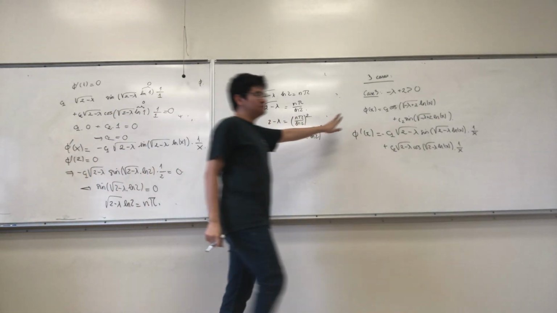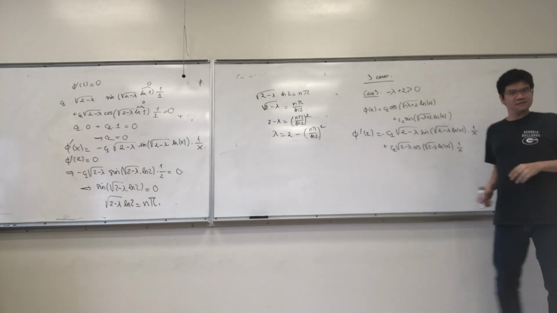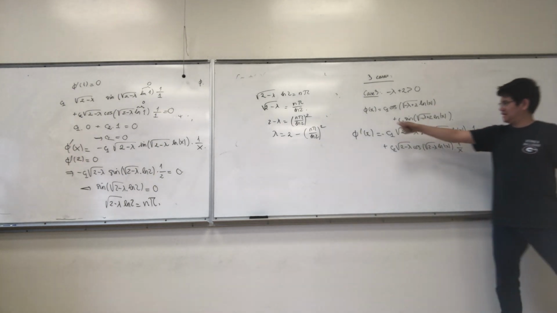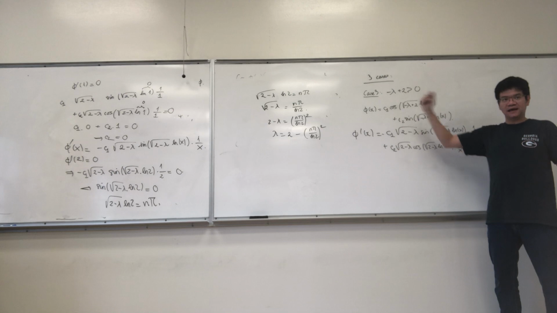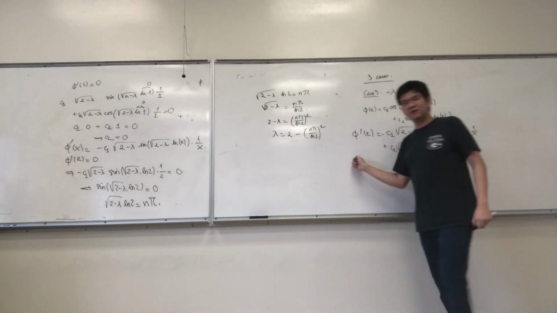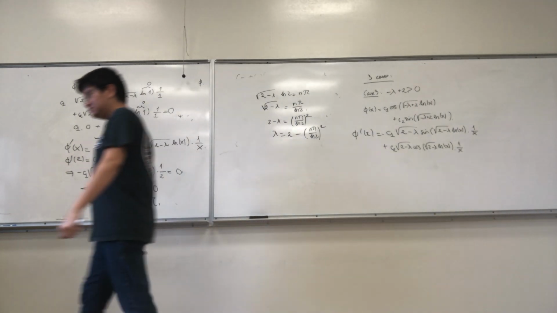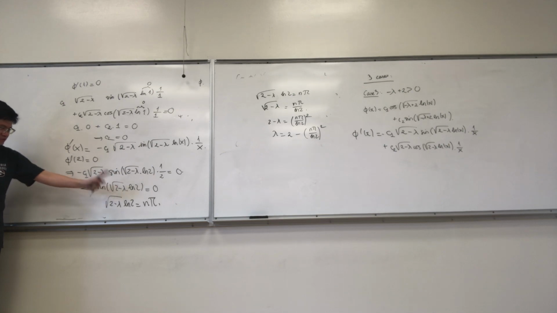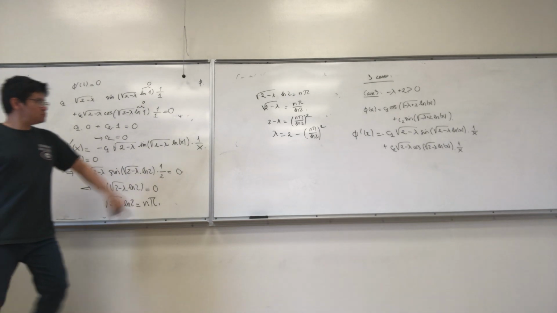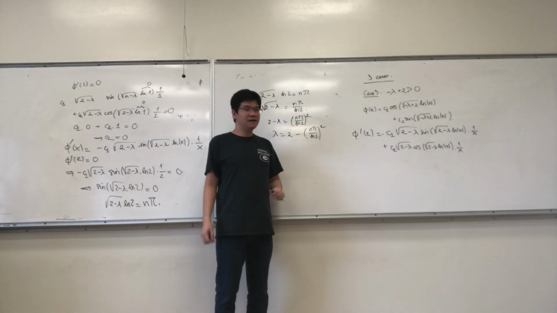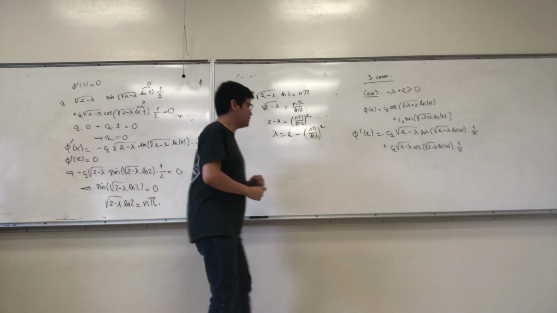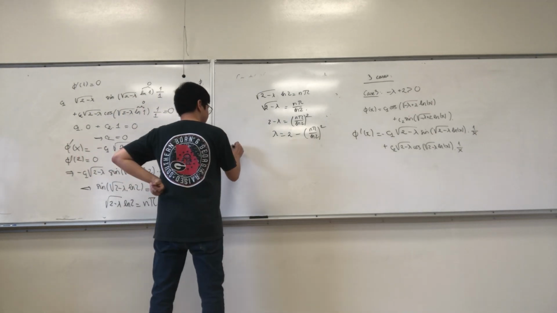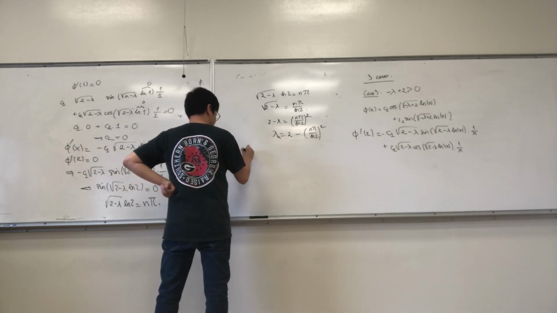I'll explain again. We have 3 cases. The first 2 cases are trivial, so the last case gives us this kind of thing. You plug in the first boundary condition, you find that C2 is 0. You plug in the second boundary condition, you obtain the sine of square root of 2 minus lambda log 2 is 0, which means that square root of 2 minus lambda log 2 is n pi, which means that lambda has to be 2 minus n pi over log 2 squared. So this is the phi n and this is lambda n.